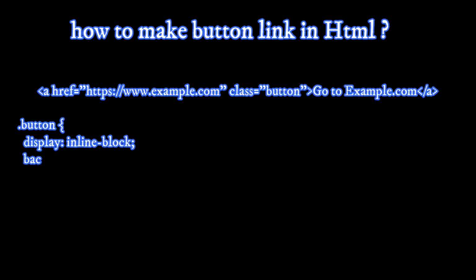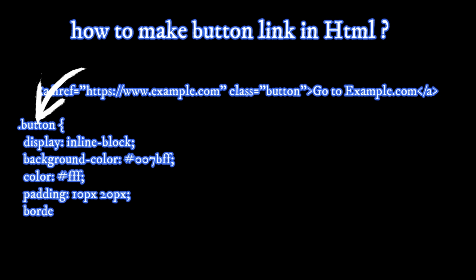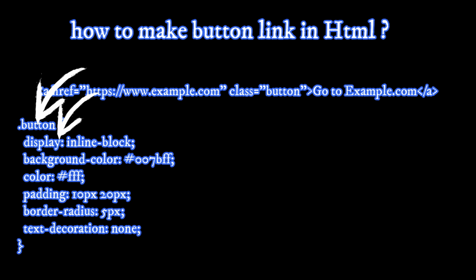In this example, the button class is defined with the display property set to inline-block to make it behave like a button. The background-color property sets the background color of the button, color sets the text color, padding sets the spacing inside the button, border-radius rounds the corners of the button, and text-decoration removes the underline from the link. You can adjust the CSS properties to your liking to create different button styles.